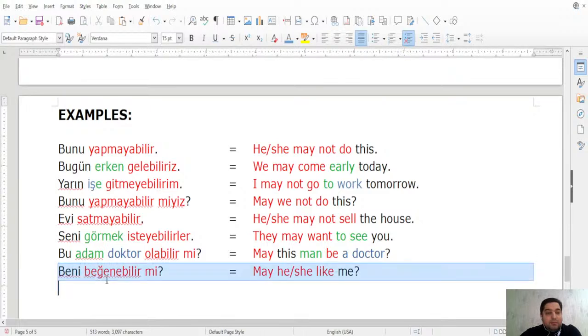And the last example, beni beğenebilir mi? May he, she like me? Okay, beğenmek here, right? Up to here is the root. Beğenmek is to like something, somebody. So beni beğenebilir mi? May he, she like me?